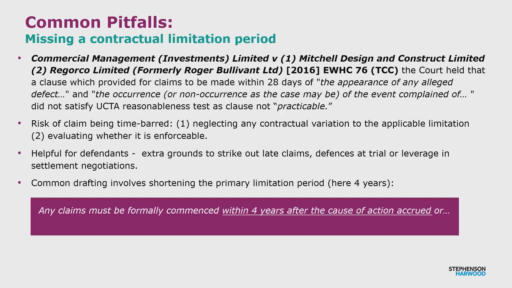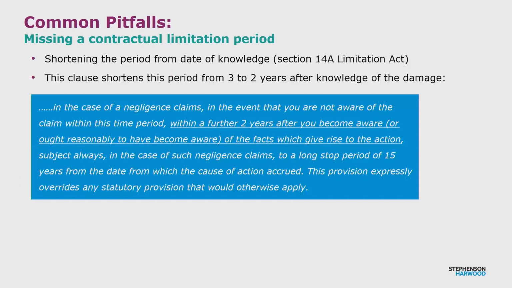So from a defendant's perspective, these clauses can be really quite handy, giving you defenses at trial, strikeout opportunities, or even just leverage in settlement negotiations. Up there on the slide is a typical clause which reduces the primary 6-year limitation period, this one reducing it from 6 years down to 4 years. Now, as Ben said, I'm going to cover section 14A and the additional 3-year extension which claimants can get in certain circumstances shortly. The clause up there on the slide reduces the 3-year period down to 2 years.